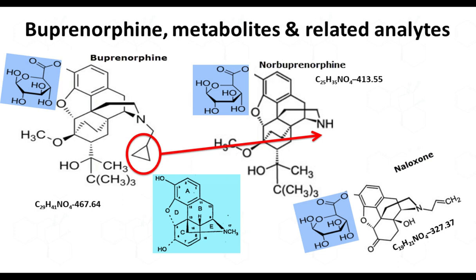It's a synthetic. You can see that it has the basic morphinan ring structure that I'm showing you there in turquoise. And when buprenorphine is metabolized, it's N-dealkylated to norbuprenorphine, so you can see where that group is removed. There's the structure for naloxone at 327, a molecular weight much more similar to many of the other opioids that we test for. And all three of these compounds have a glucuronide group added at the 3 position as part of their hepatic metabolism.